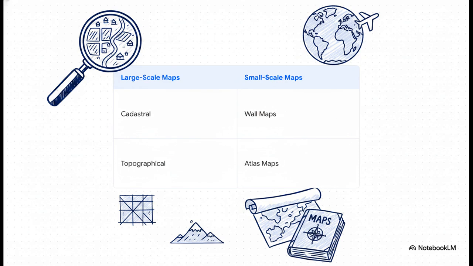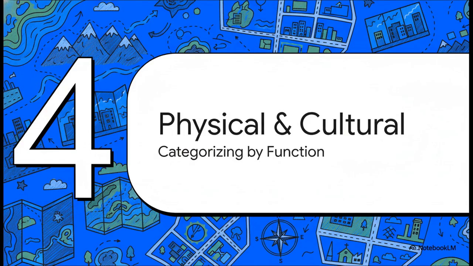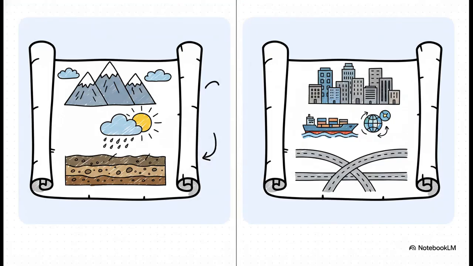Small-scale maps, on the flip side, zoom way, way out. These are your massive wall maps or atlas pages showing entire continents. They sacrifice all that fine detail so you can see the big picture. And that brings us to part 4, categorizing maps by their function, specifically physical versus cultural maps. Beyond just scale, we divide these special-purpose maps into 2 primary camps based on what story they're trying to tell.